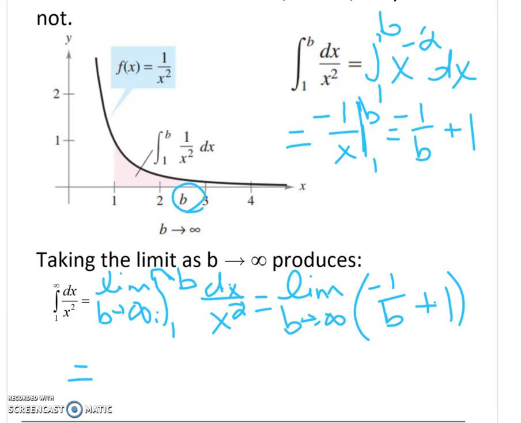Then once we have our expression, we want to try to evaluate the limit for that. That limit would then be negative 1 over infinity when we substitute the infinity in place of the b. And so then you have negative 1 over infinity plus 1. Well, negative 1 over infinity is just 0. So our final answer is 1. So what that means is that if I continue to try to accumulate this area under this curve all the way out to infinity, that sum would converge to a value of 1.